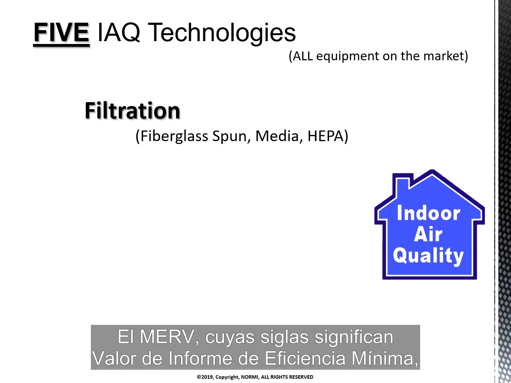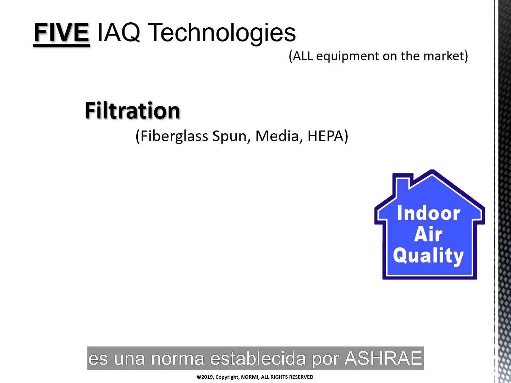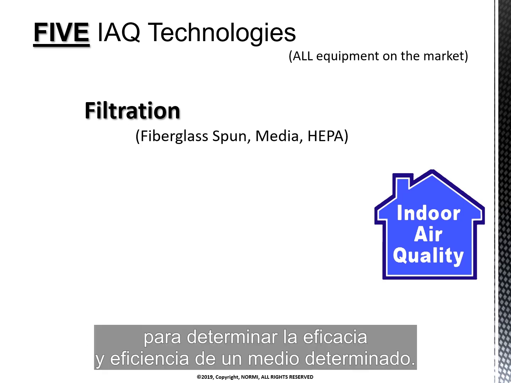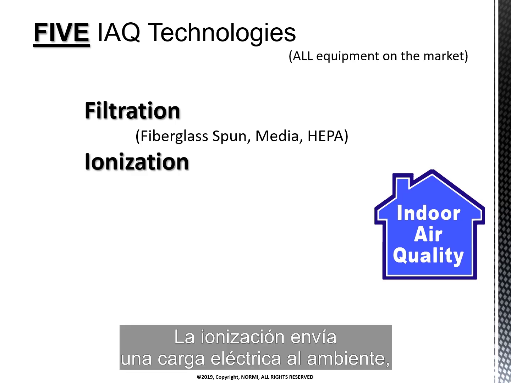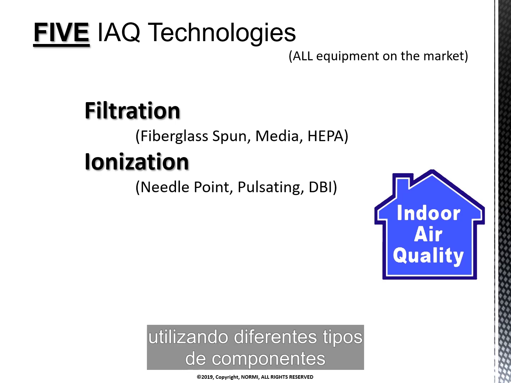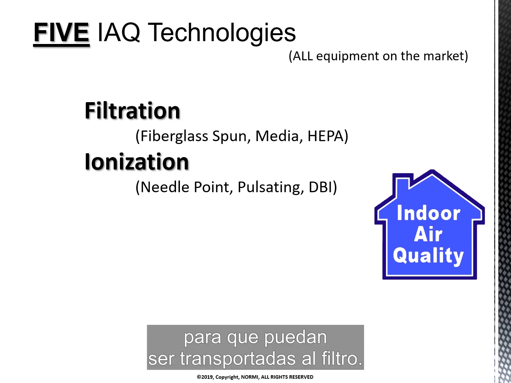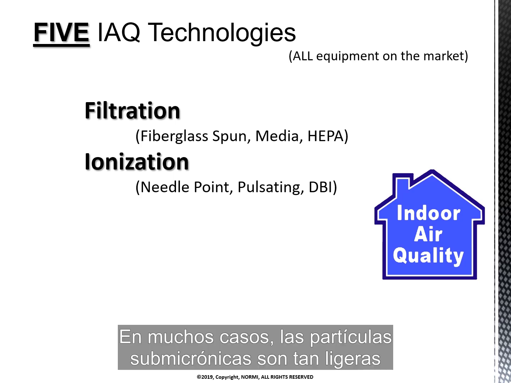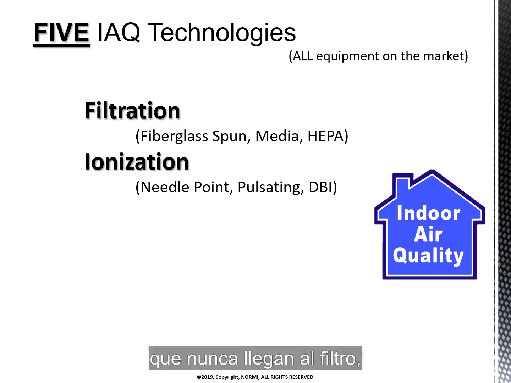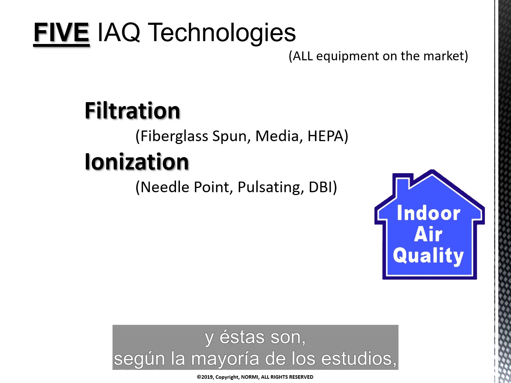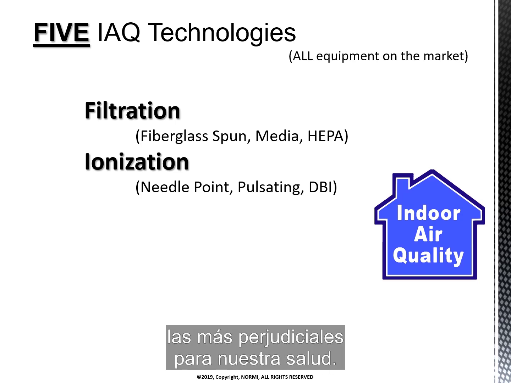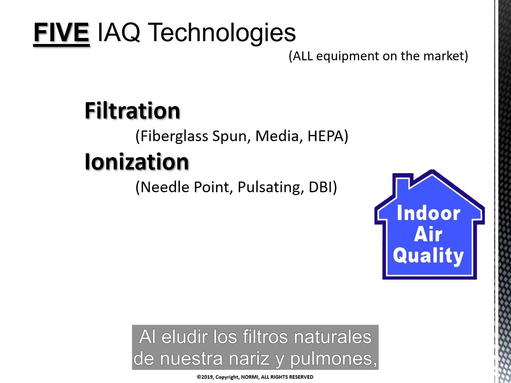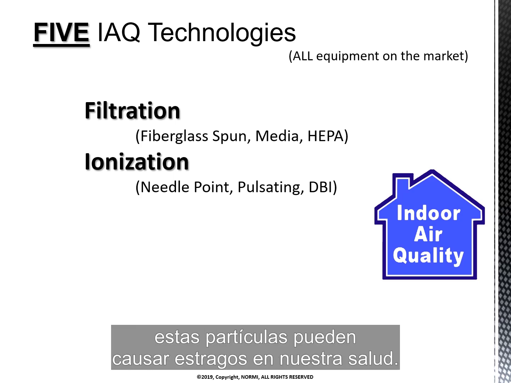MERV, which is the Minimum Efficiency Reporting Value, a standard set by ASHRAE to determine the effectiveness and efficiency of a specific media. Ionization sends an electrical charge into the environment using several different types of components to charge particles and make them flock together or aggregate so they can be carried to the filter. In many cases, submicron particles are so light that they are never brought to the filter, and these are, by most studies, the most harmful to our health. Bypassing the natural filters of our nose and lungs, these particles can wreak havoc on our health.